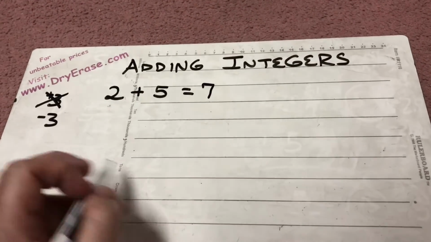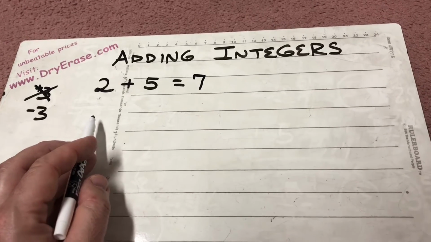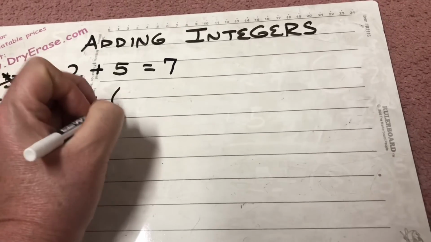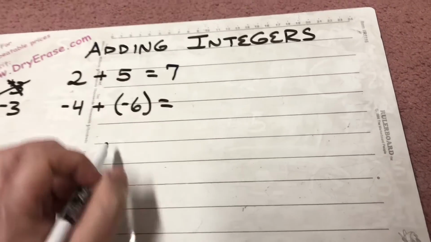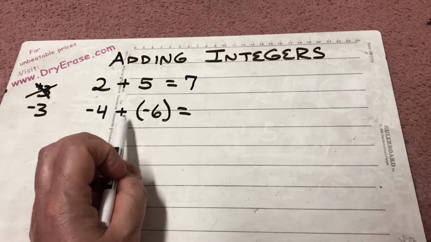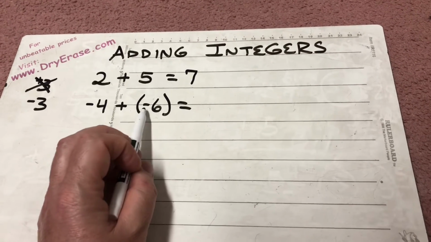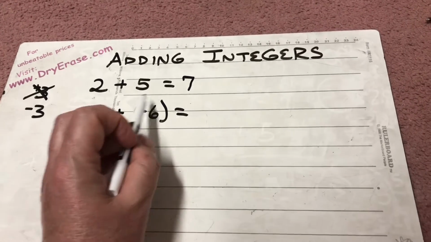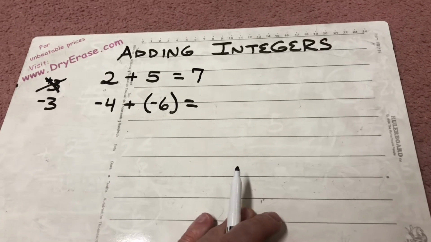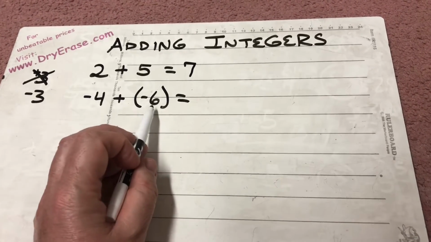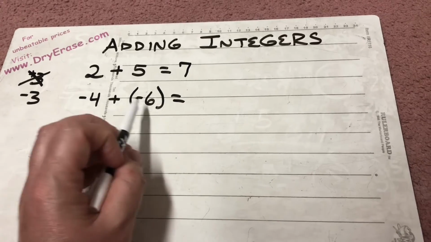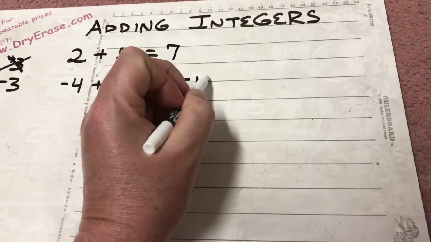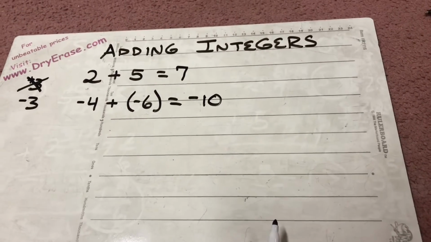So far, so good. Now, if both numbers are negative, let's say, for example, we have negative 4 plus negative 6. You will notice that I put this second number in parentheses because we want to separate the operational signs. We don't want an addition sign and a subtraction sign right next to each other. So we put the negative 6 in parentheses. All I do is think 4 plus 6. Well, 4 plus 6 is 10, but since both numbers are negative, it's just getting to be a bigger negative. The correct answer here is negative 10.